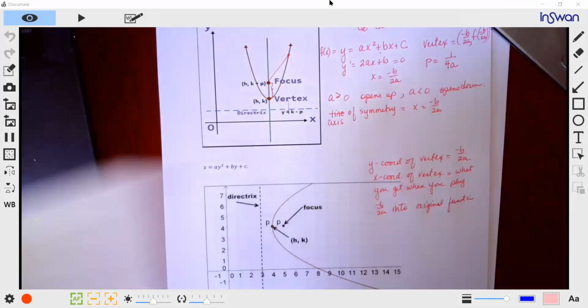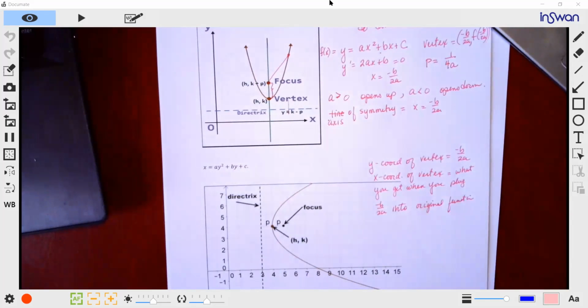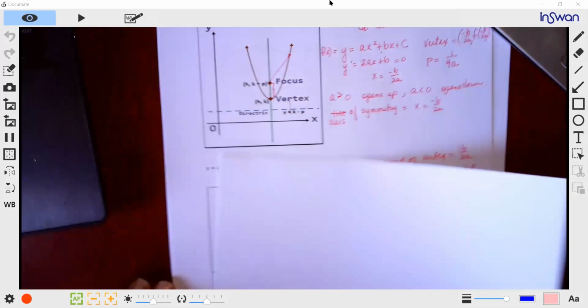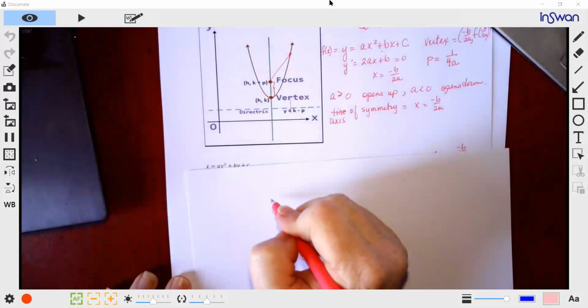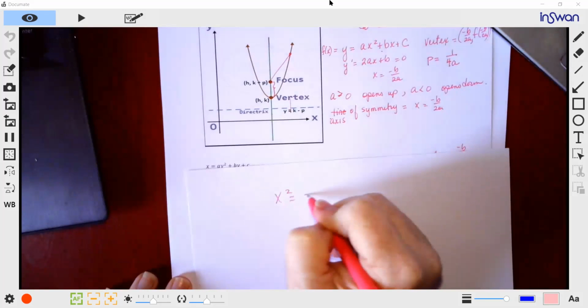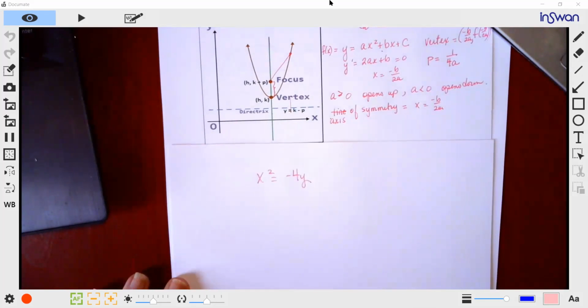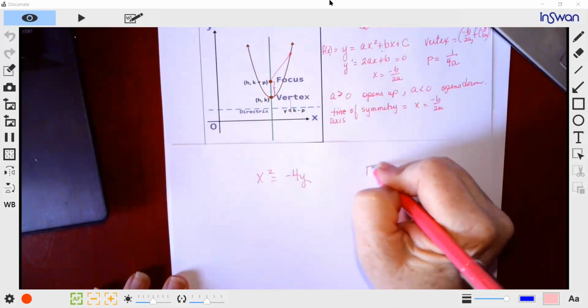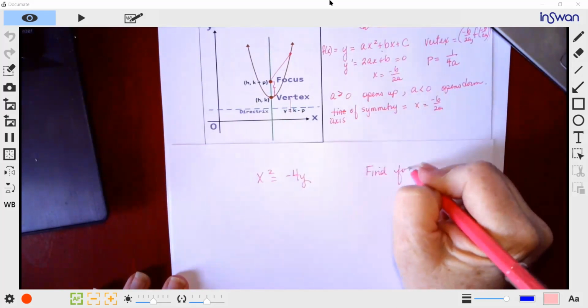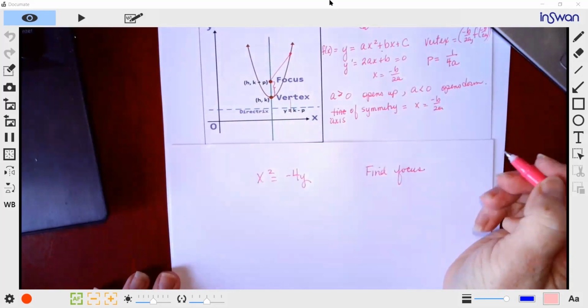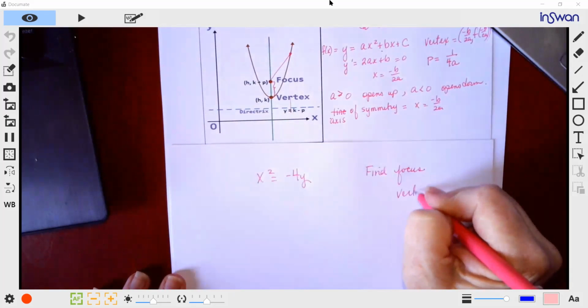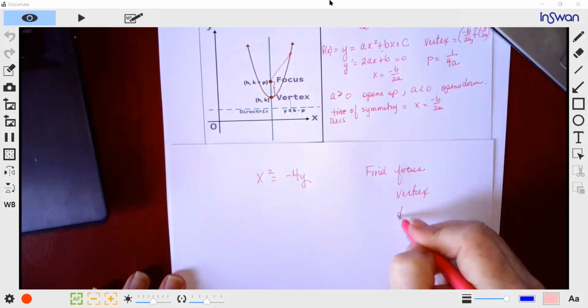So for example, let's say we have, grab some more paper here. Okay. So let's say we have x squared equals negative 4y, and I ask you to determine the coordinates of the focus. Let's say maybe the vertex and directrix.